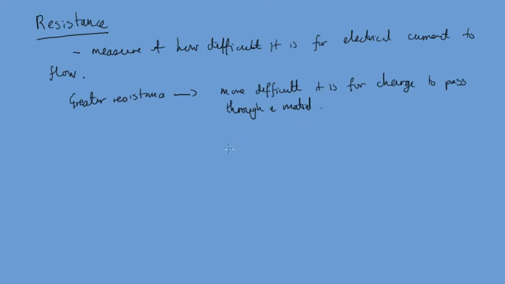Current does pass through a resistor, but the current will drop. The current will pass through a resistor, but there will be a drop in the potential difference across that resistor, because some energy was used in passing through the resistor.